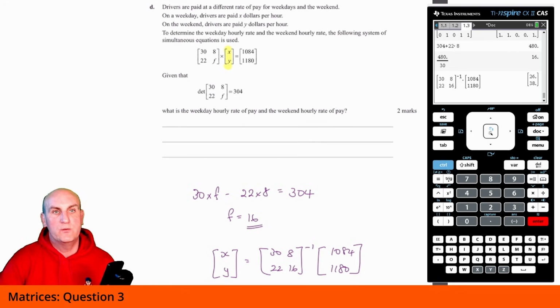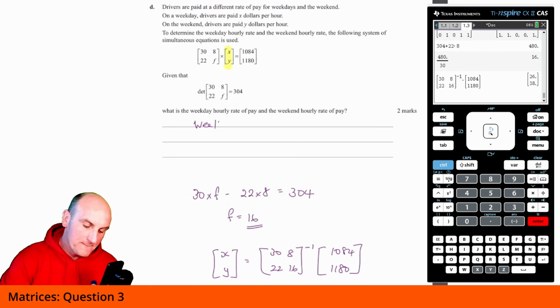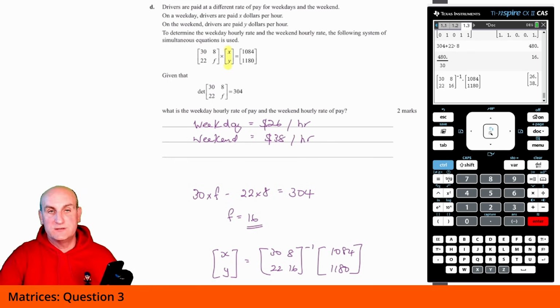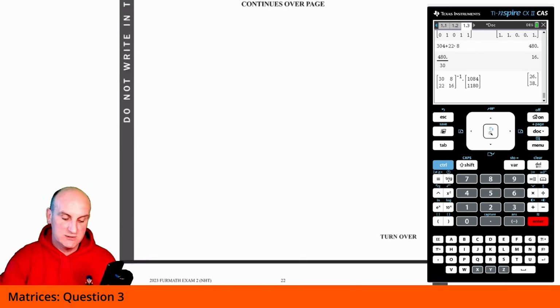What did the question actually ask? What is the weekday hourly rate of pay and the weekend hourly rate of pay? Well, x stood for weekday, so weekday was equal to $26. And what did it say? Weekend would be equal to $38 per hour. And again, that last part of that question probably is something that you would be expected to be able to do.